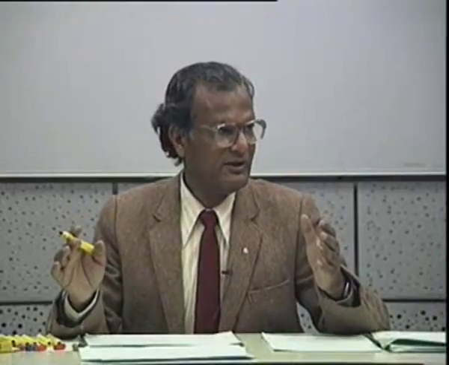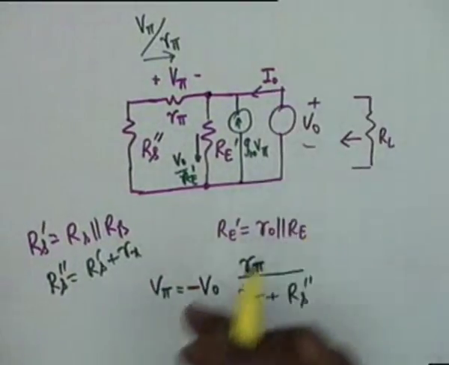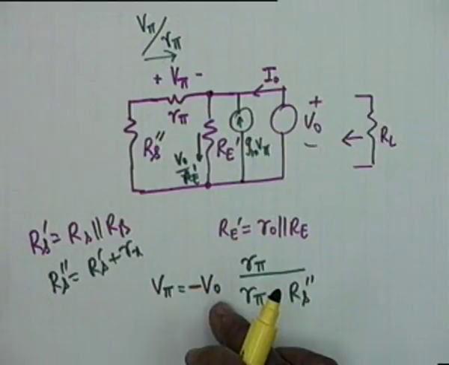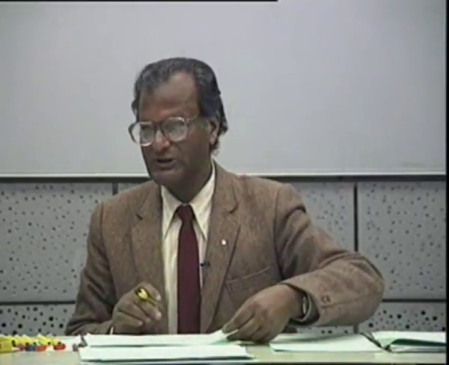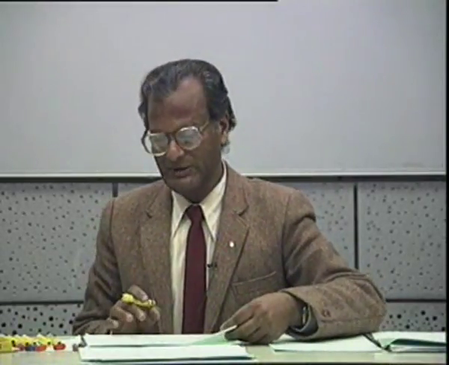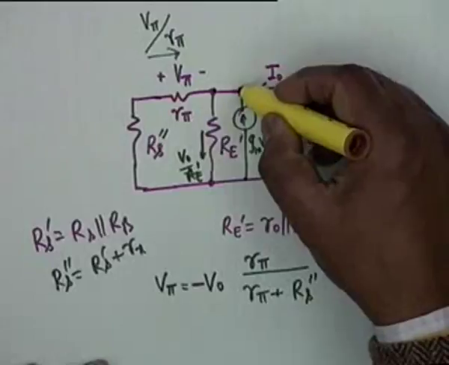So what else do we want to know? I know I0 in terms of V pi, and I know V pi in terms of V0, and therefore I can calculate now V0 by I0. And the expression, I skip the algebra. Is the procedure clear? Yes. Procedure is not clear. What I do is, I write KCL at this point.